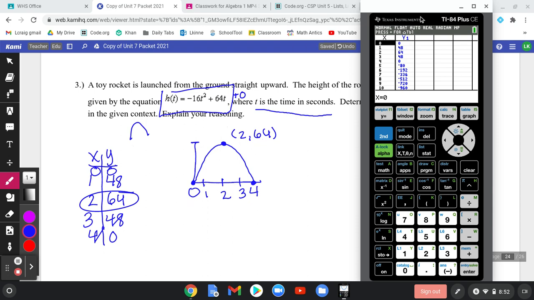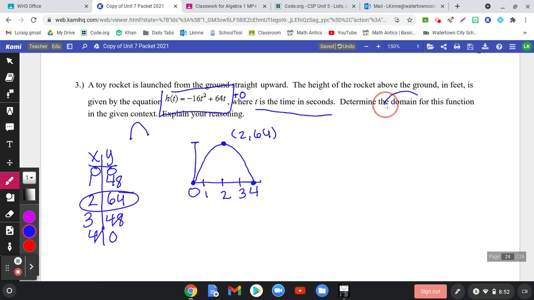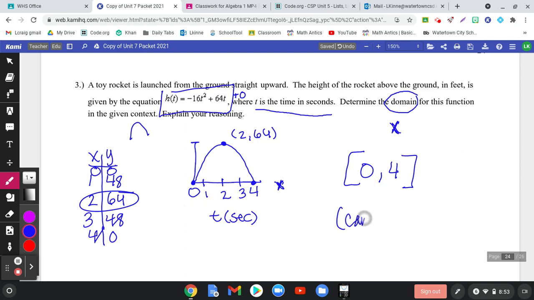But this is asking about our domain. Domain, remember, represents your x values. Your x values, in this case, is t. That's your time in seconds. So basically, it's asking you, what is the time in seconds that this toy rocket was in the air, from 0 seconds to 4 seconds? Because you can't have negative time.